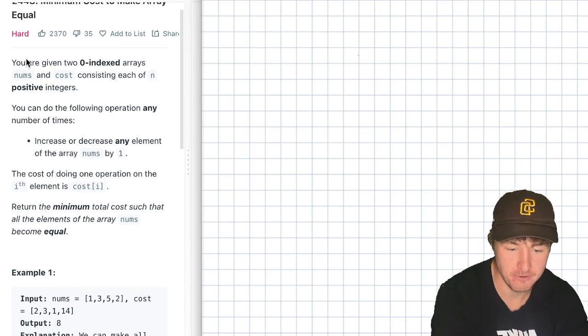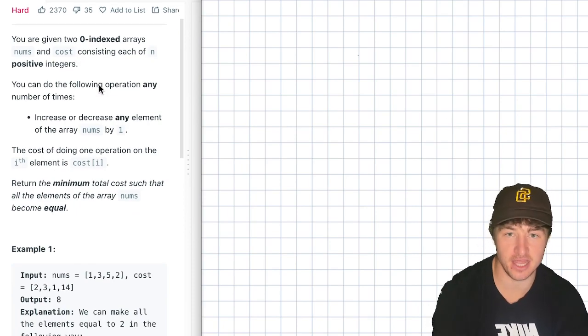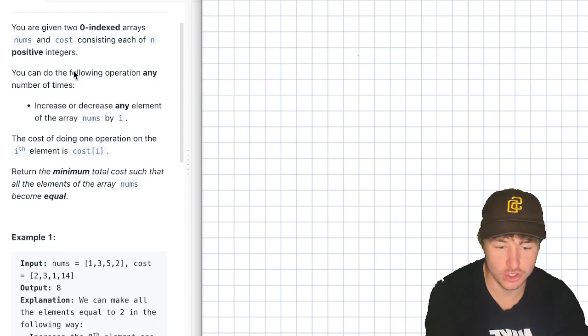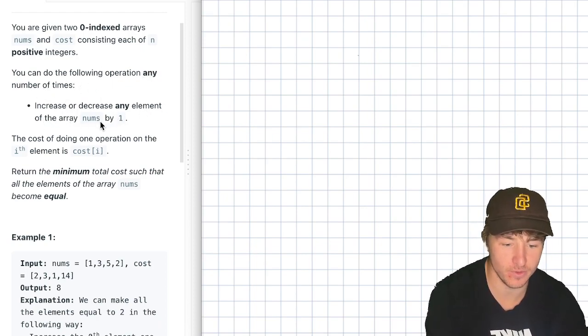Okay, so you're given two zero-indexed arrays, nums and cost. You have two arrays, one's nums, one's cost, consisting each of n positive integers, right? So they're the same length. You can do the following operation any number of times. Increase or decrease any element of the array nums by 1.